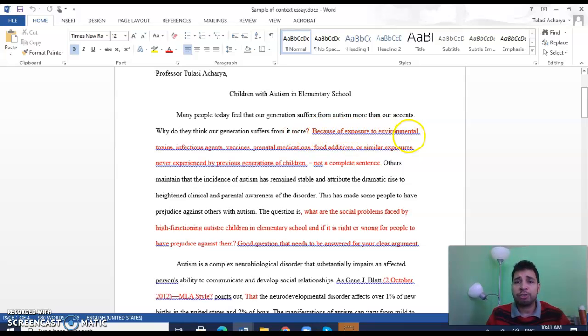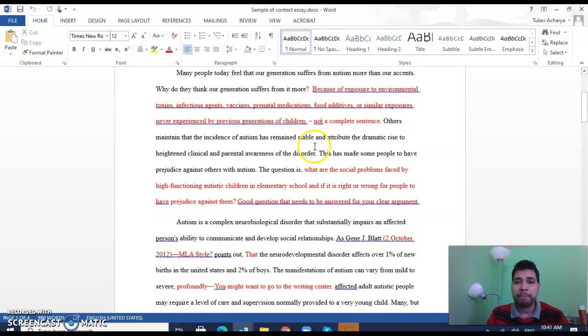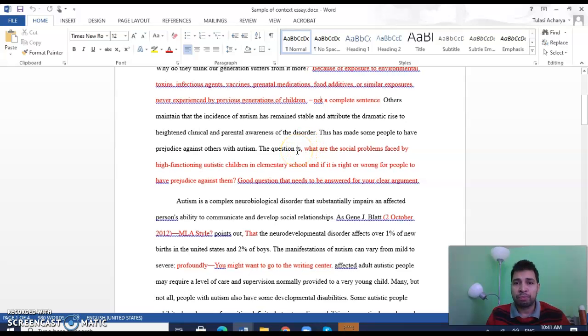Because of exposure to environmental toxin, infectious agents, vaccine, parental medication, food, all similar sources never experienced by previous, blah blah blah. So here's the sentence, but this is not a complete sentence. So when you revise your draft, make sure that you have a subject, verb, and object, what makes your sentence complete. So make sure that each and every sentence is complete. Okay. So I want to point out, make sure that those things are there.